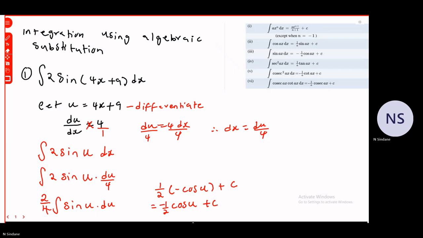Therefore, from this, I'll have negative 1 over 2 cos of, instead of u, I'm going to have 4x plus 9, plus c. That is my solution for the first question. So when I integrate 2 sine of, in bracket 4x plus 9 with respect to x, I'm going to get negative 1 over 2 cos of 4x plus 9 plus c. Let's get the next question.